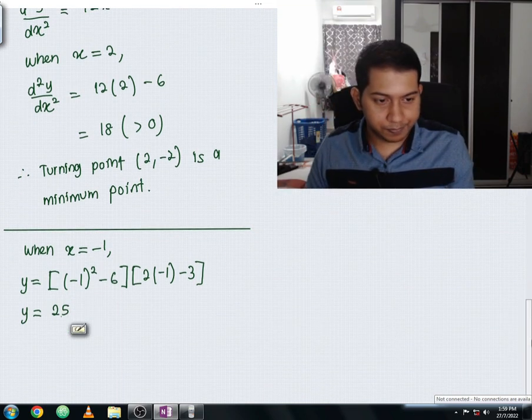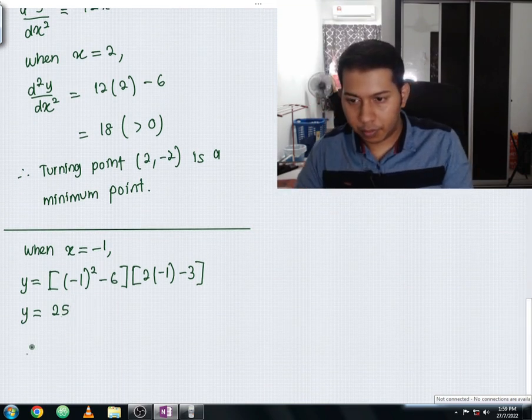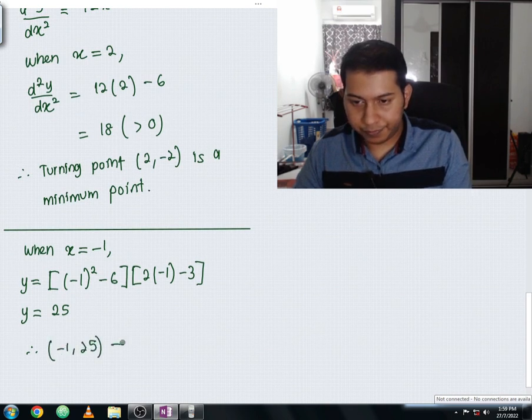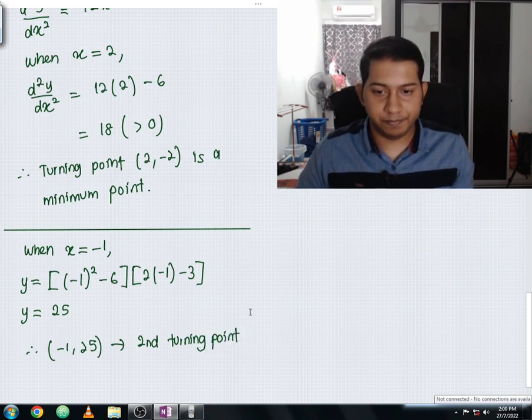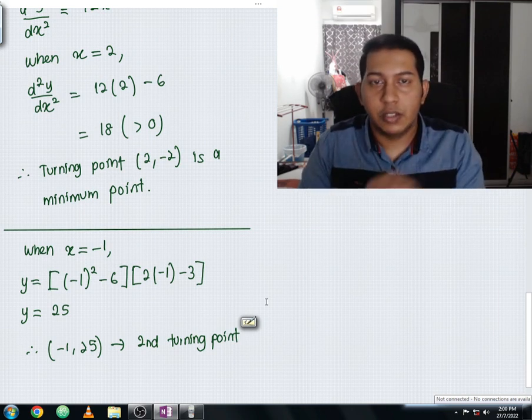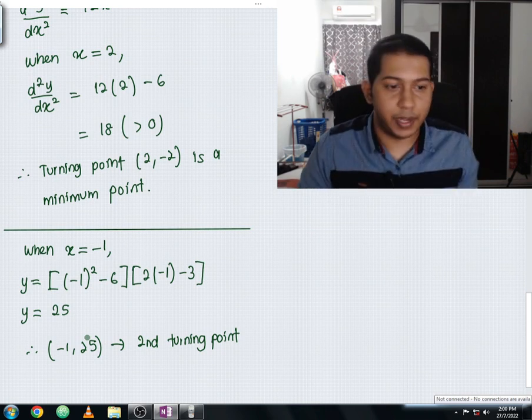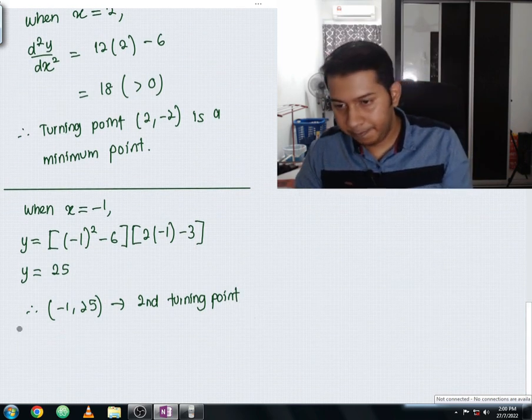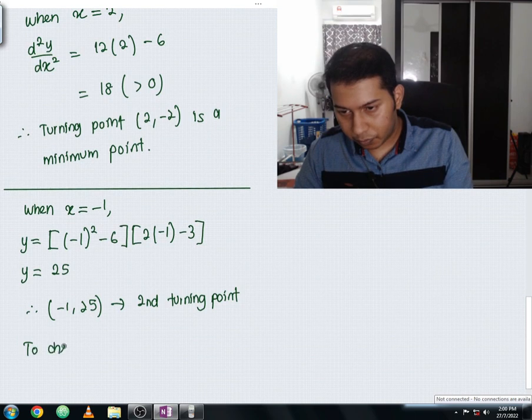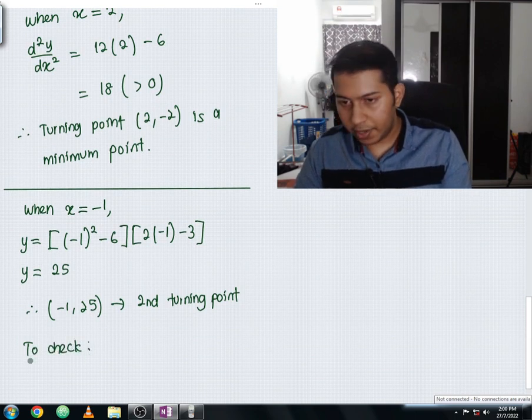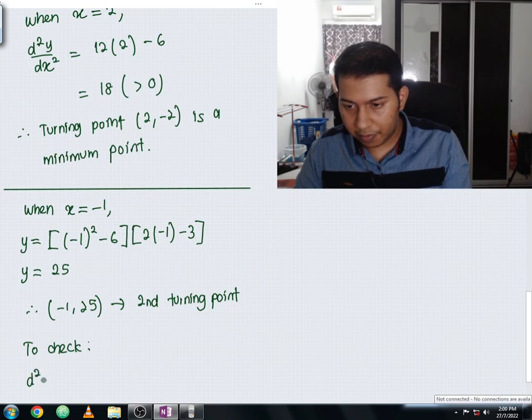Okay, therefore (negative 1, 25) is your second turning point. Okay. So once you already find the turning point, we need to check whether this turning point is a maximum point or a minimum point. Okay, so to check, from here let us perform the double derivative.